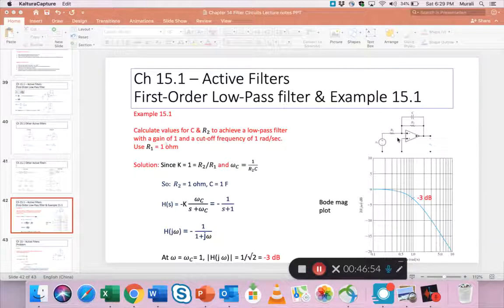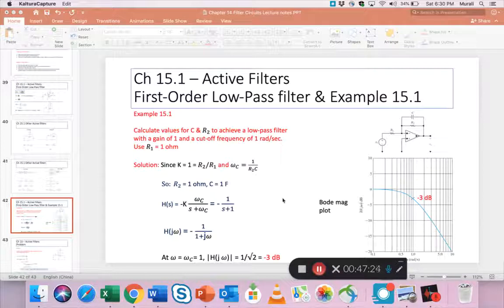So there's an op-amp circuit, and what he gives us is that the op-amp achieves a low pass filter with a gain of 1. So still we haven't gone away from 1, right? Also a cutoff frequency of 1 radian per second. And lastly, he says use the R1 resistor, the input resistor, as 1. So lots of 1s here, but nevertheless, that's how he gave the example.